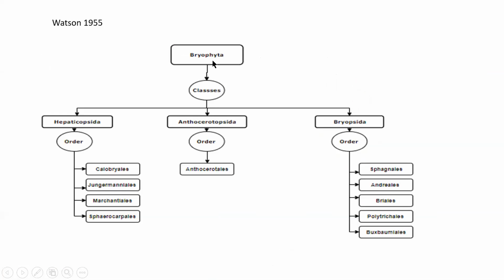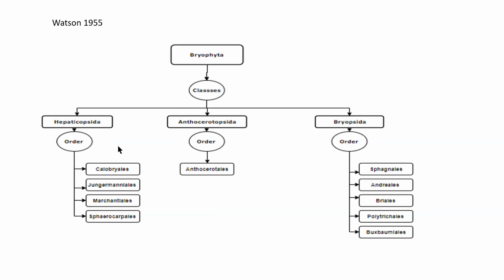We follow the Watson system of classification, wherein Bryophyta is divided into three main classes. Hepaticopsida: hepatic means liver, so liverworts are placed under Hepaticopsida. Anthoceratopsida encompasses the hornworts. It has only one order, Anthocerotales. And the third one is Bryopsida, which categorizes the mosses.